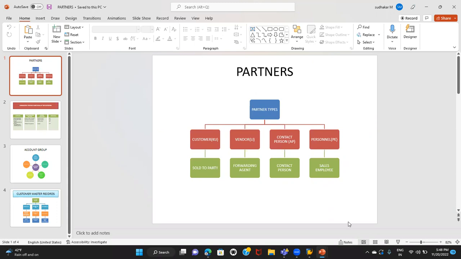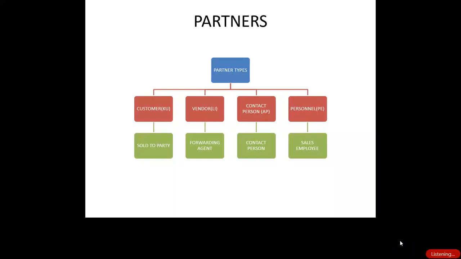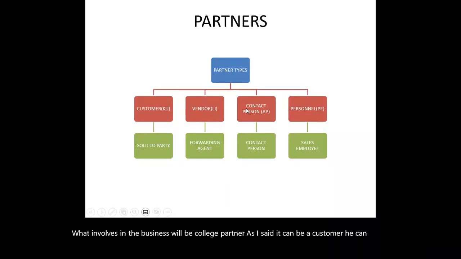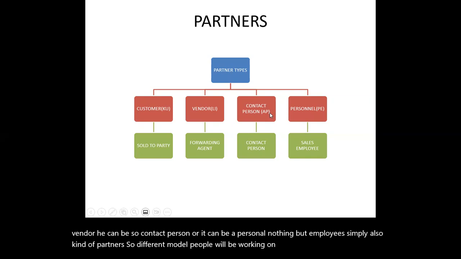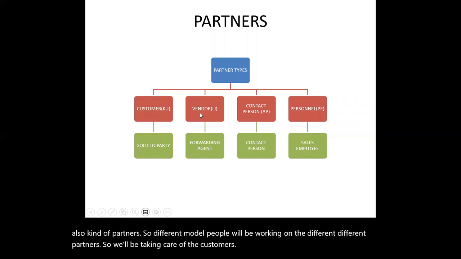A partner can be a customer, a vendor, a contact person, or an employee. It can be anyone. Any kind of person who is involved in the business is called a partner. As I said, he can be a customer, a vendor, a contact person, or personnel, nothing but employees. So an employee is also one kind of partner. Different module people will be working on different partners. We'll be taking care of the customers.